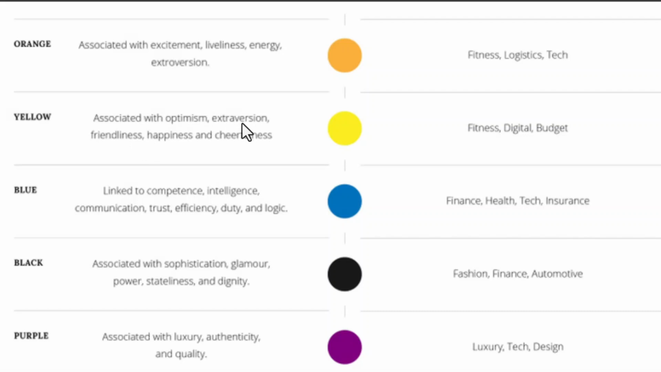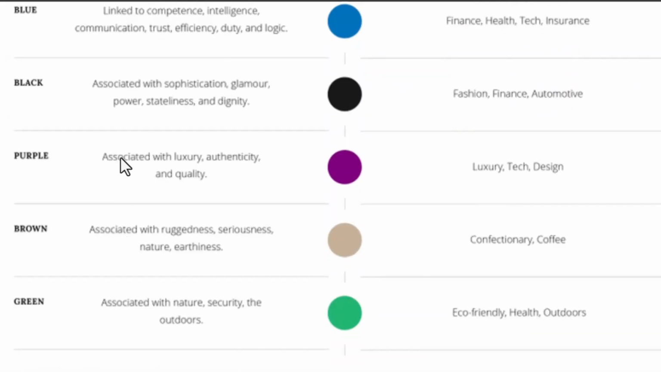It's funny, I know, but you just have to portray what you want your audience to feel. Okay, so we have blue, which is linked with competence, intelligence, communication, trust, efficiency, duty, and logic. Companies that use it are finance, health, tech, and insurance. Then we have black, associated with sophistication, glamour, power, tastefulness, and dignity. Companies that use it are fashion, finance, and automobile.